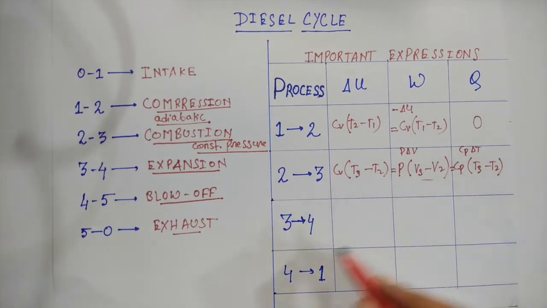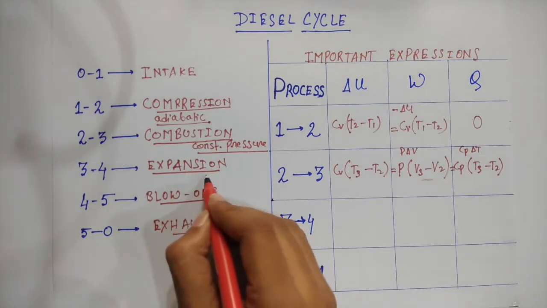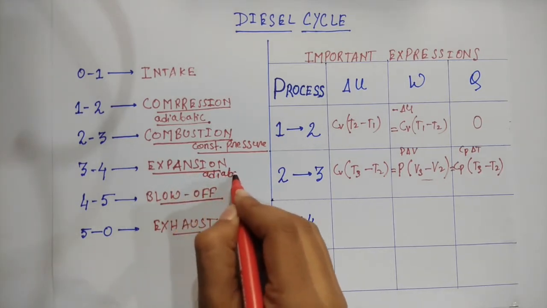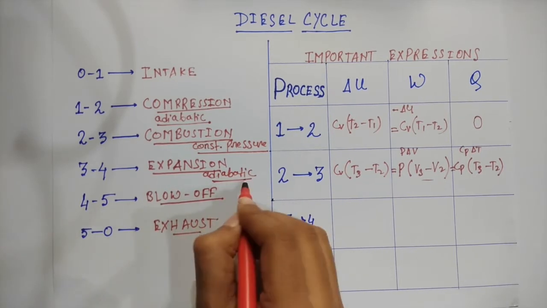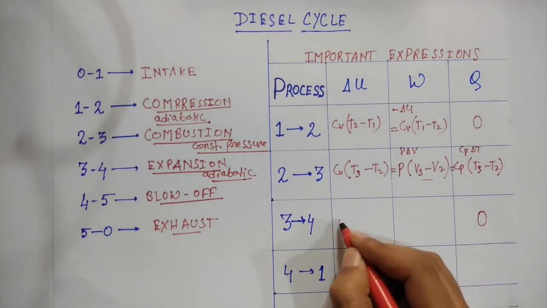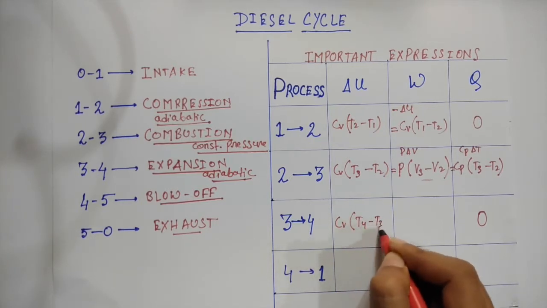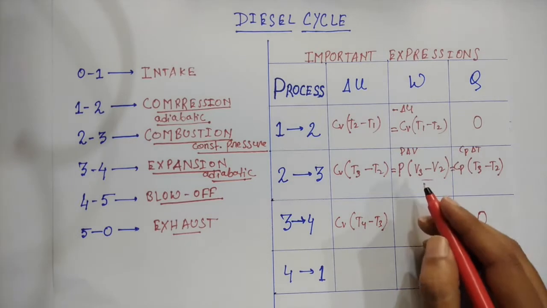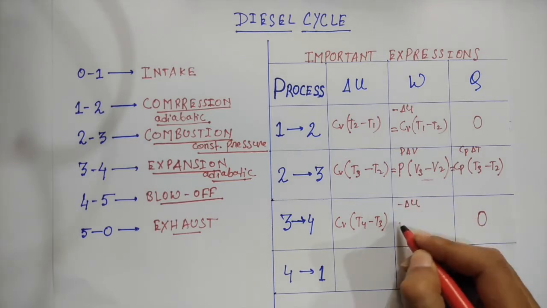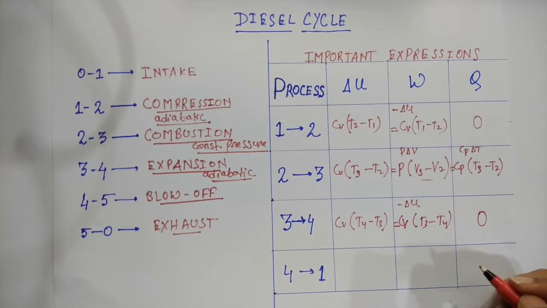So going to the next one, the process 3 to 4. It is an expansion and it is also the nature of adiabatic process. Hence, first we make Q equal to 0. So the del U becomes Cv into T4 minus T3, and W becomes minus of del U, that is equal to Cv into T3 minus T4.